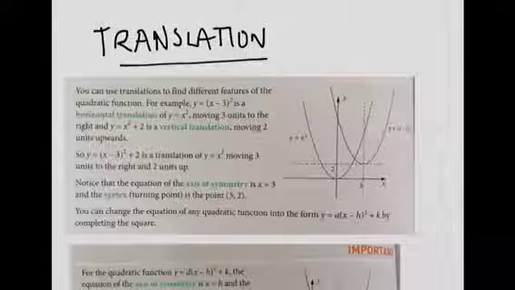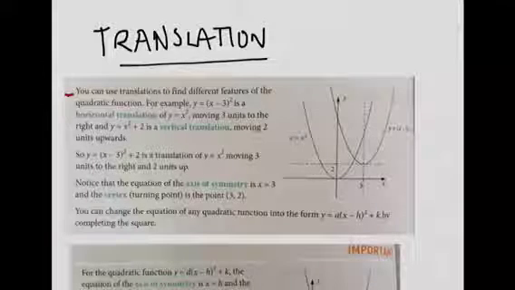This video looks at translation of parabolas or translation of quadratics. This is from page 218 in the text. So they start off, you can use translations to find different features of the quadratic function. For example, y equals (x minus 3) all squared is a horizontal translation of y equals x squared, moving 3 units to the right. So they're essentially saying you started with y equals x squared, they replaced x with x minus 3, and it moved the graph 3 units to the right.